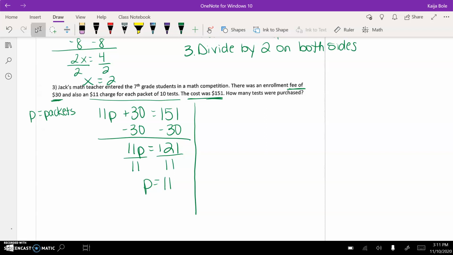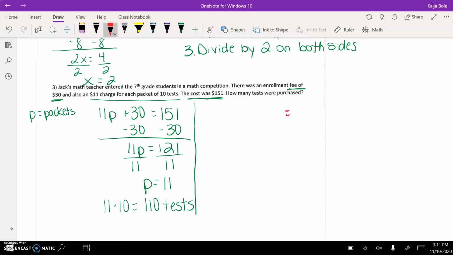The question asked for how many tests were purchased. So we would have to take that 11 packets and then off to the side multiply by 10 because there's 10 in each packet. Okay, so then when you do the 11 times 10, you would get 110 tests. All right. Now, we really don't want to have to do work off to the side. So I'm going to do it the second way.